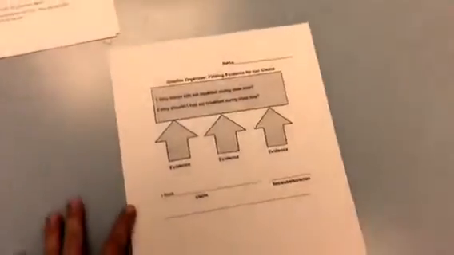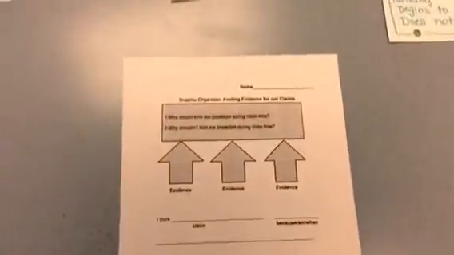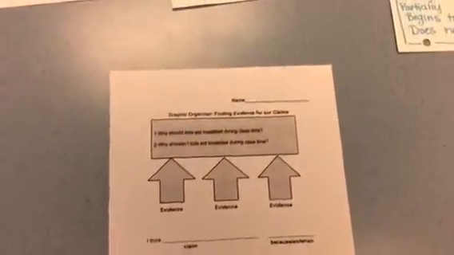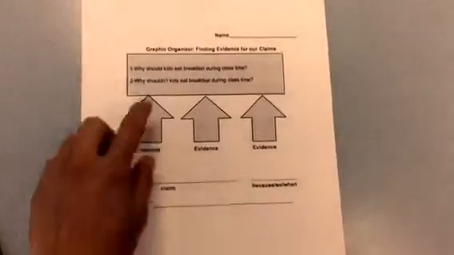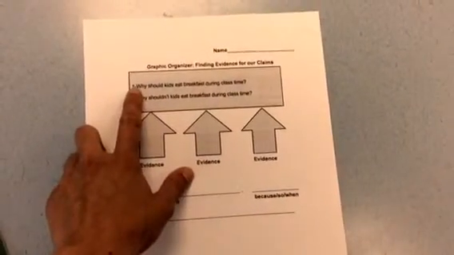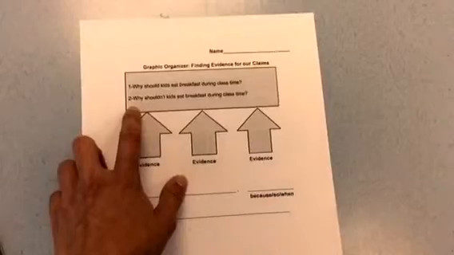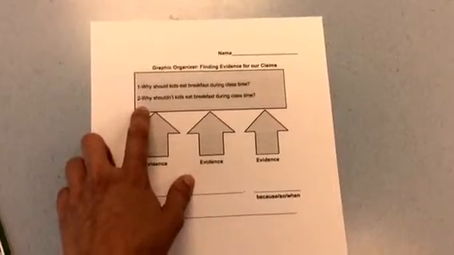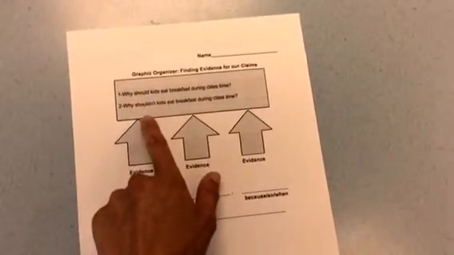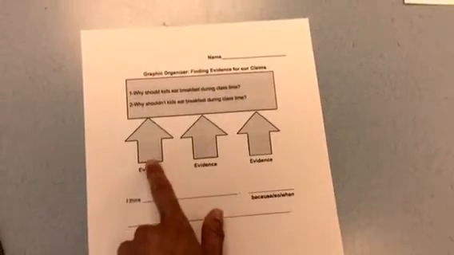Then we focused on the language that they would be using in the article, as well as the structure for how they were going to make their evidence or support their claim. So here we have the two options they could choose from. Why should kids eat breakfast during class? Or why shouldn't kids eat breakfast during class? So they made their claim, they picked one of these two claims, and then they found their evidence in the article.